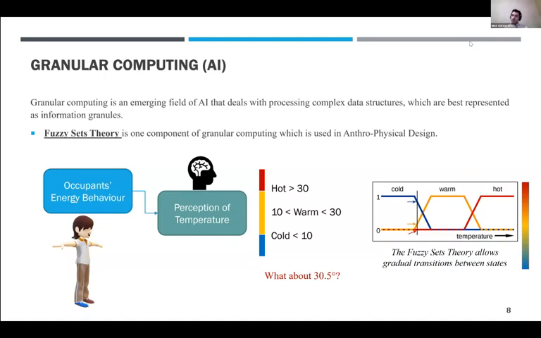So this is how fuzzy logic is working. It's allowing us to make the computer understand how people perceive the different conditions outside, or how human logic works in terms of reasoning with the surrounding conditions.